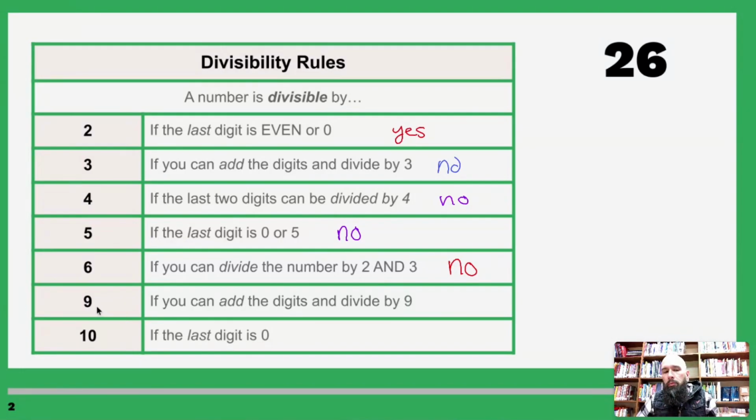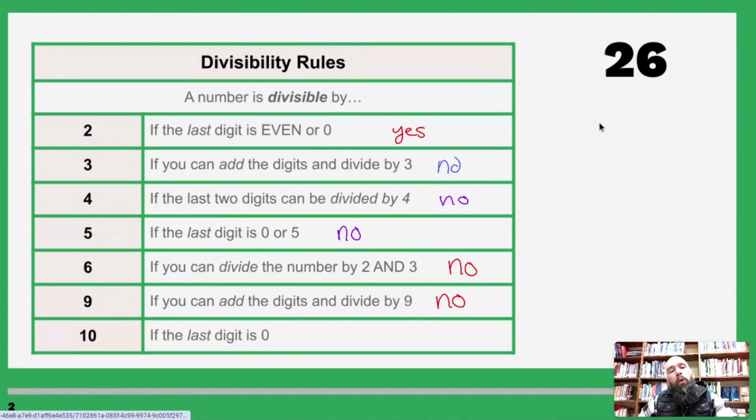Okay? Is it divisible by 9? Well, if you can add the digits and divide by 9, then it's divisible by 9. We saw before that 2 plus 6 is 8. Can you do 8 divided by 9? No. Man, this is rough. 26, you're killing me here.